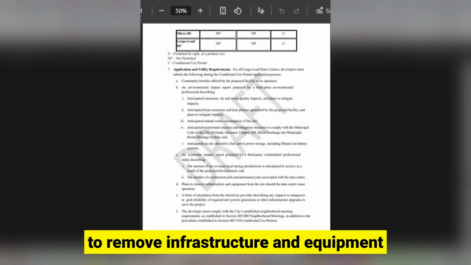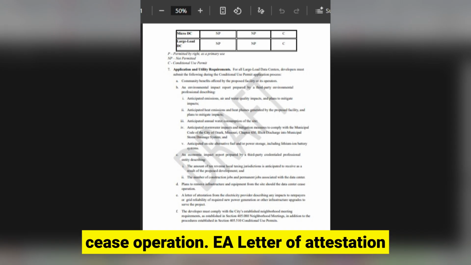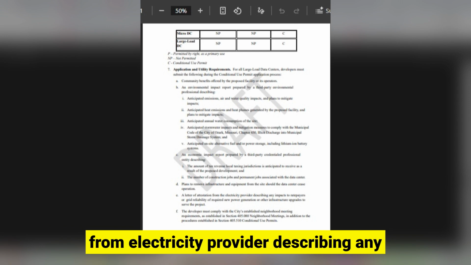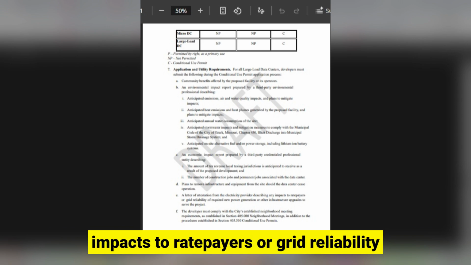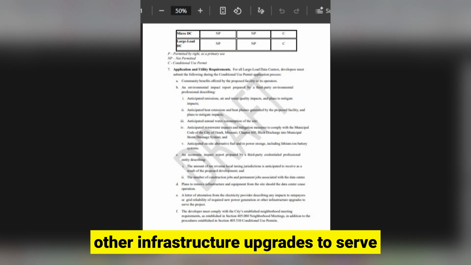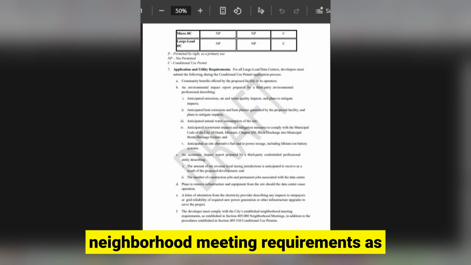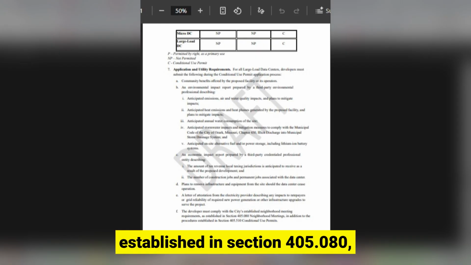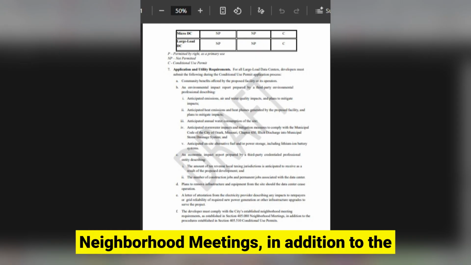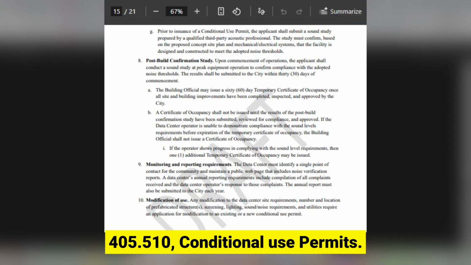D. Plans to remove infrastructure and equipment from the site should the data center cease operation. E. A letter of attestation from the electricity provider describing any impacts to ratepayers or grid reliability of required new power generation or other infrastructure upgrades to serve the project. F. The developer must comply with the city's established neighborhood meeting requirements as established in Section 405.080 neighborhood meetings, in addition to the procedures established in Section 405.510 conditional use permits.